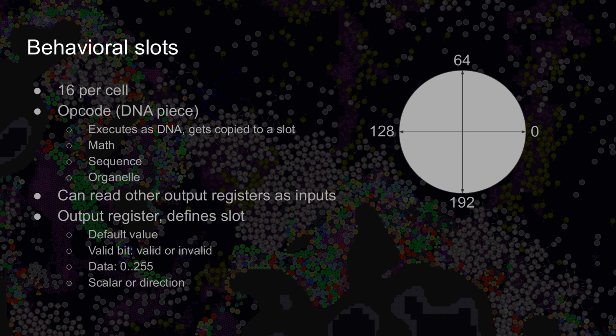The default value of the outputs comes from the species definition. Each output register has two parts, validity and data. Validity is defined as a single bit. The data in the registers can be valid or invalid. The data part is represented in 8 bits. It can be interpreted as a scalar value, defining a simple number between 0 and 255, or it can be interpreted as direction. 0 means right, 64 is up, 128 is left, and 192 is down.